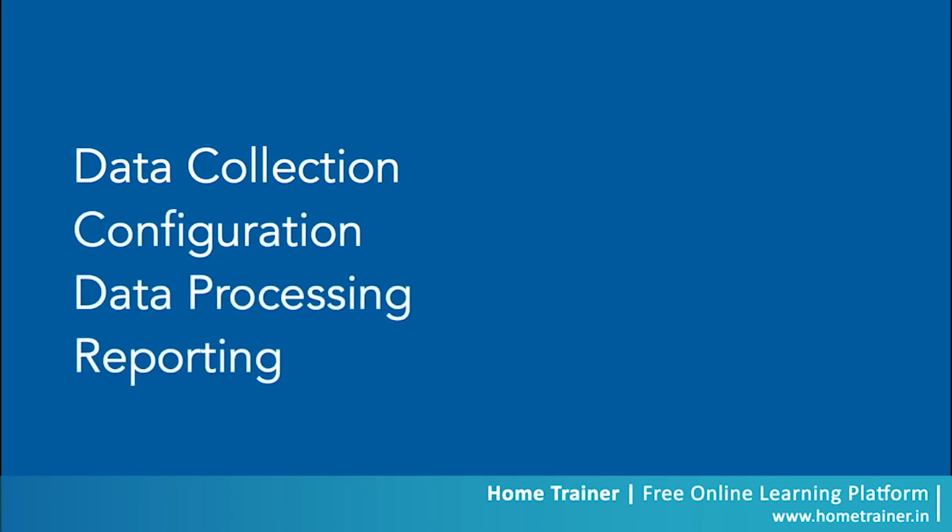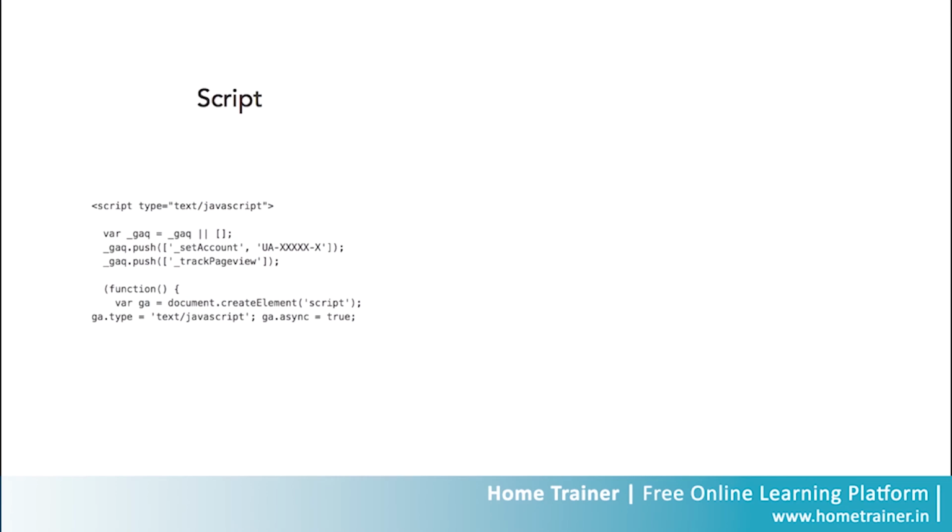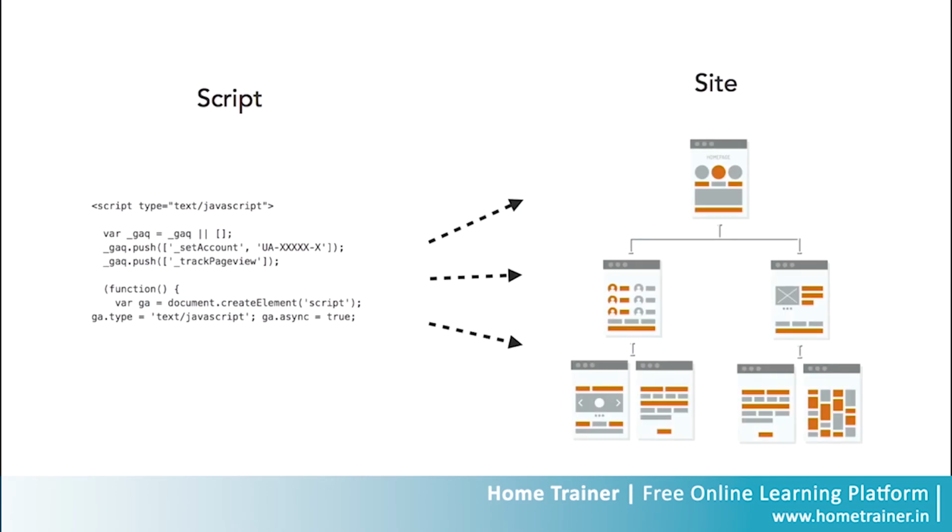There are 4 components to how the Google Analytics system works: data collection, configuration, data processing, and reporting. To track a website, Google Analytics uses a small snippet of JavaScript code. You'll place this code on every page of your website, and when a user arrives, the code comes alive and starts to collect data on how the user engages with your site.